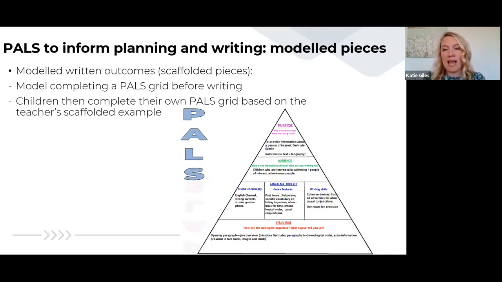So for example here, I have completed a PALS grid, okay? So first and foremost, what is the purpose of my writing? Well, we've just been analysing that gorgeous Shakespeare text. So now I'm going to write my own information text hybrid with a biography based on the person of interest, who is Gertrude Ederle. Okay.